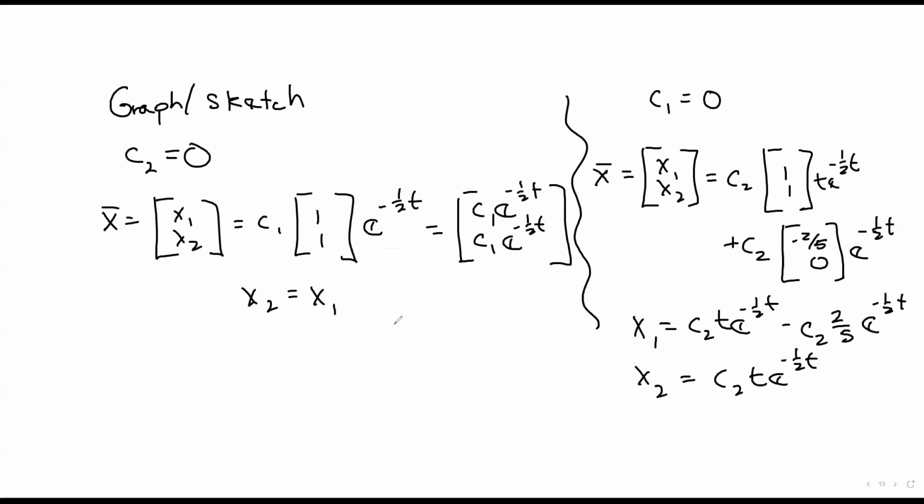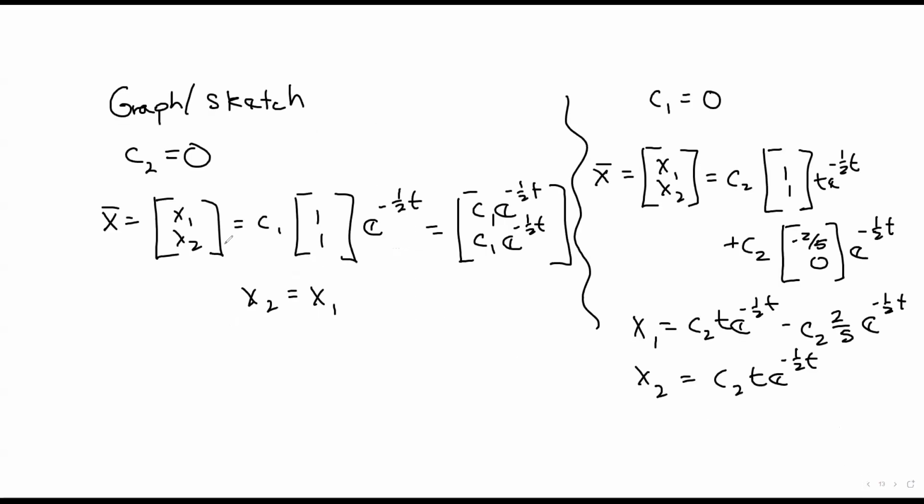We have x2 equals x1. That's going to be the line that goes to the origin that has positive 1 slope. We have negative exponents, right? Negative exponents. That means we have the solutions go toward the origin.